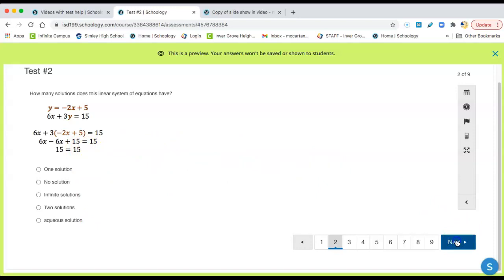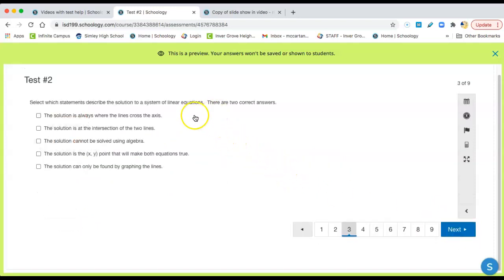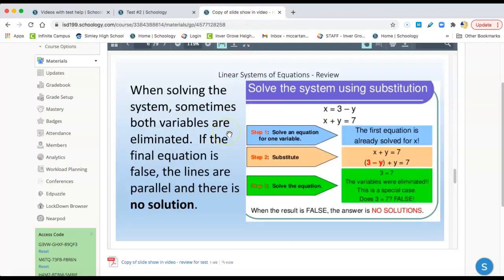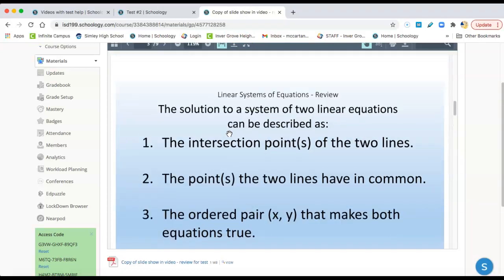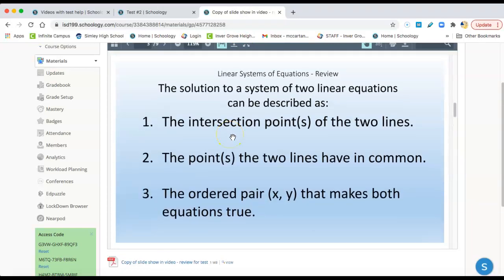All right, next. Which of these statements are true? All right, let's go back to the slideshow. Guys, right there. All right, it's the solution to the system of equations. It's the intersection of the 2 lines. Could be 1 point, it could be a bunch of points, or it could be no points. Again, it's the points the 2 lines have in common.